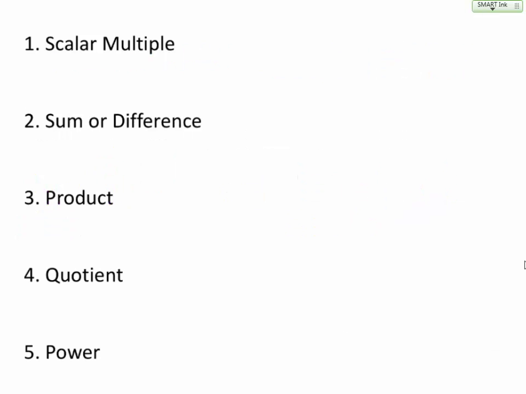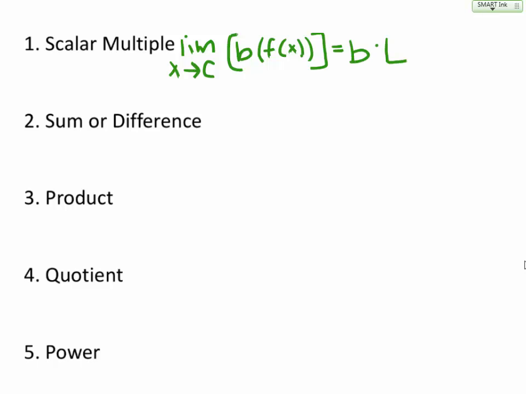The first property is the scalar multiple property. And this says the limit as x approaches c for any scalar multiple b multiplied by a function, so let's use f in this example, is simply going to be the value of the limit of f as x approaches that point c, multiplied by that scalar, b. Pretty intuitive, hopefully.